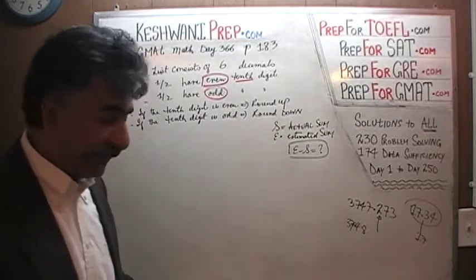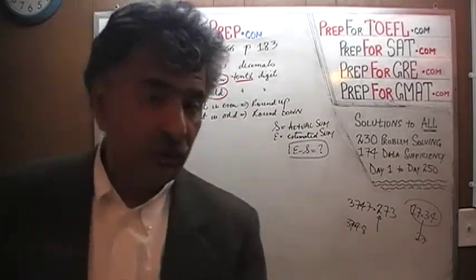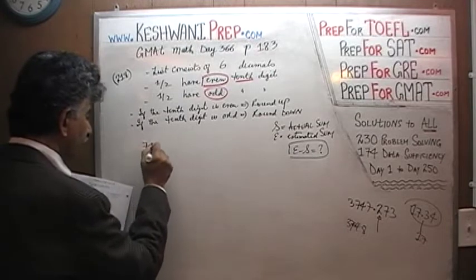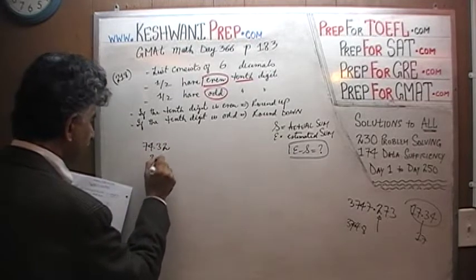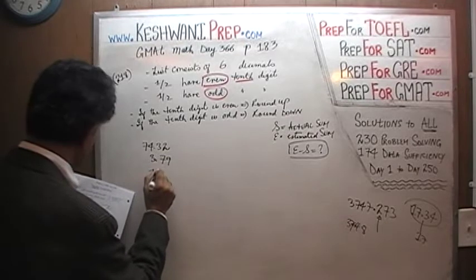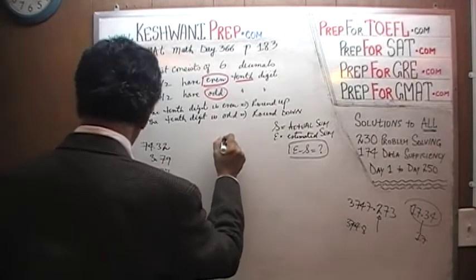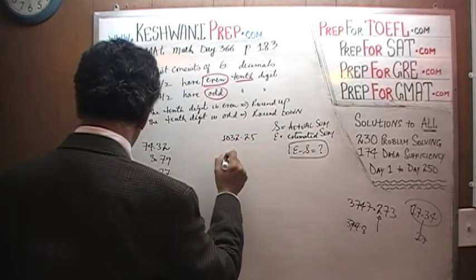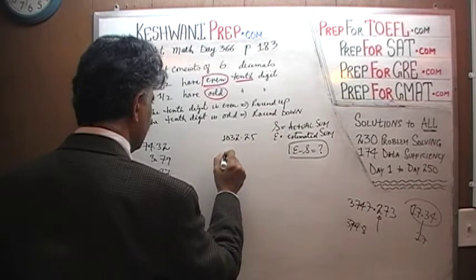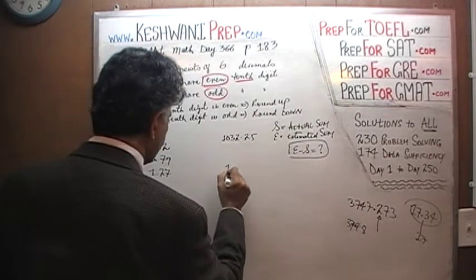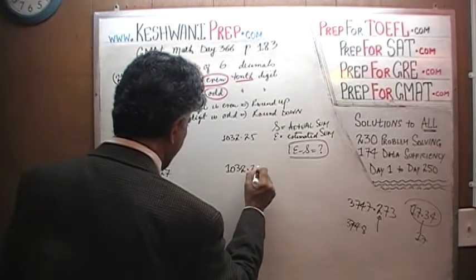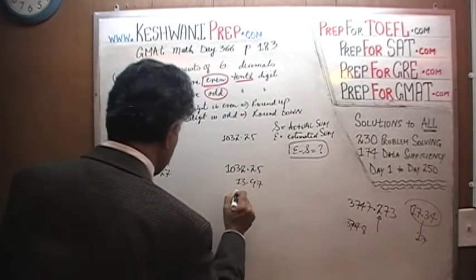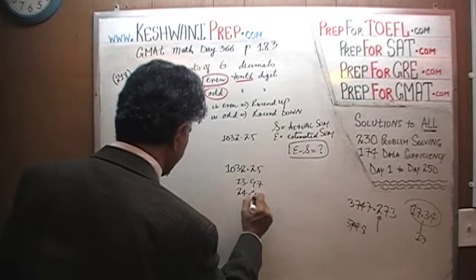And to make it simpler yet, we will actually have the 6 values here. Here are the 6 values: 74.32, 3.79, 1.27, 1032.25, 13.97, and 24.40. Let's see what happens, okay?